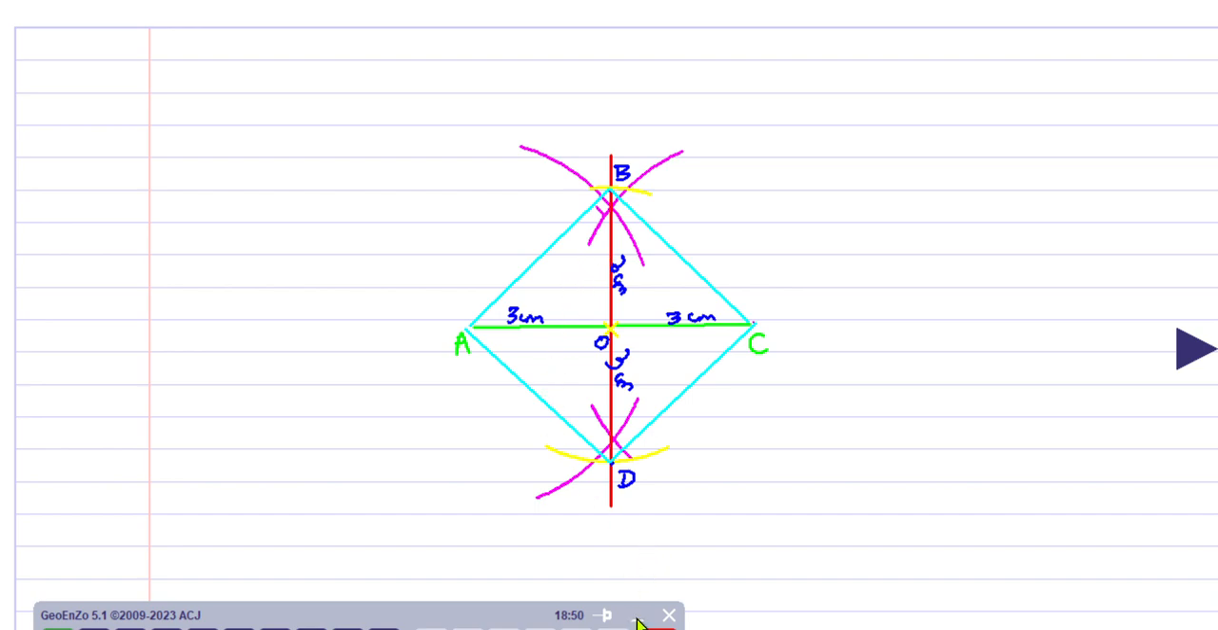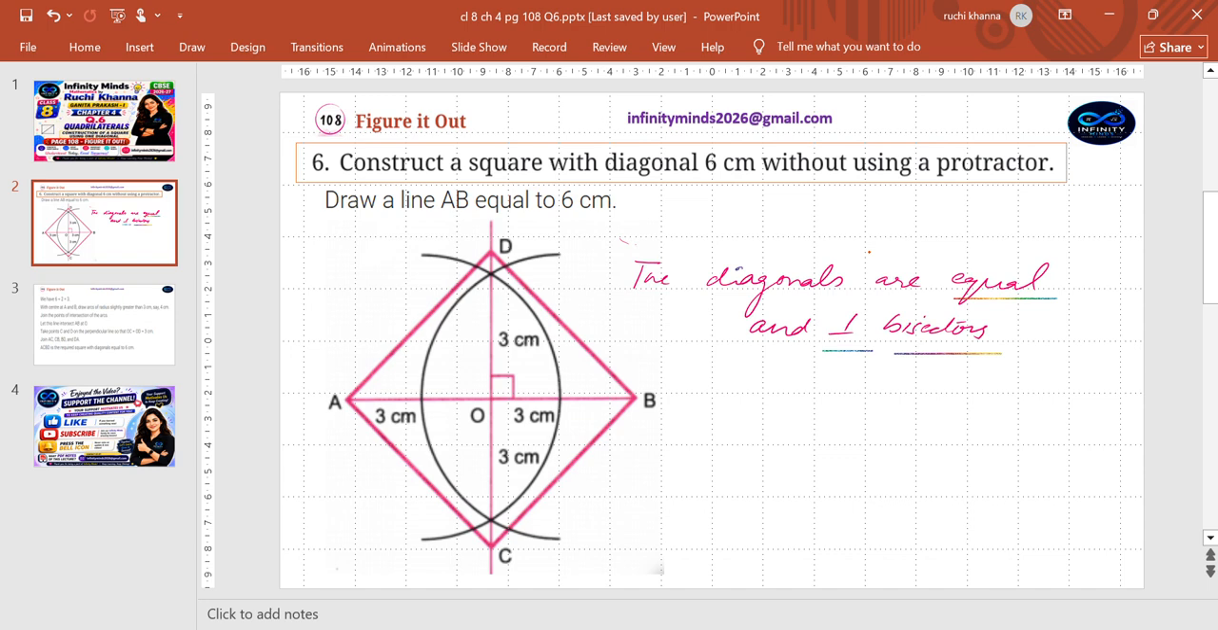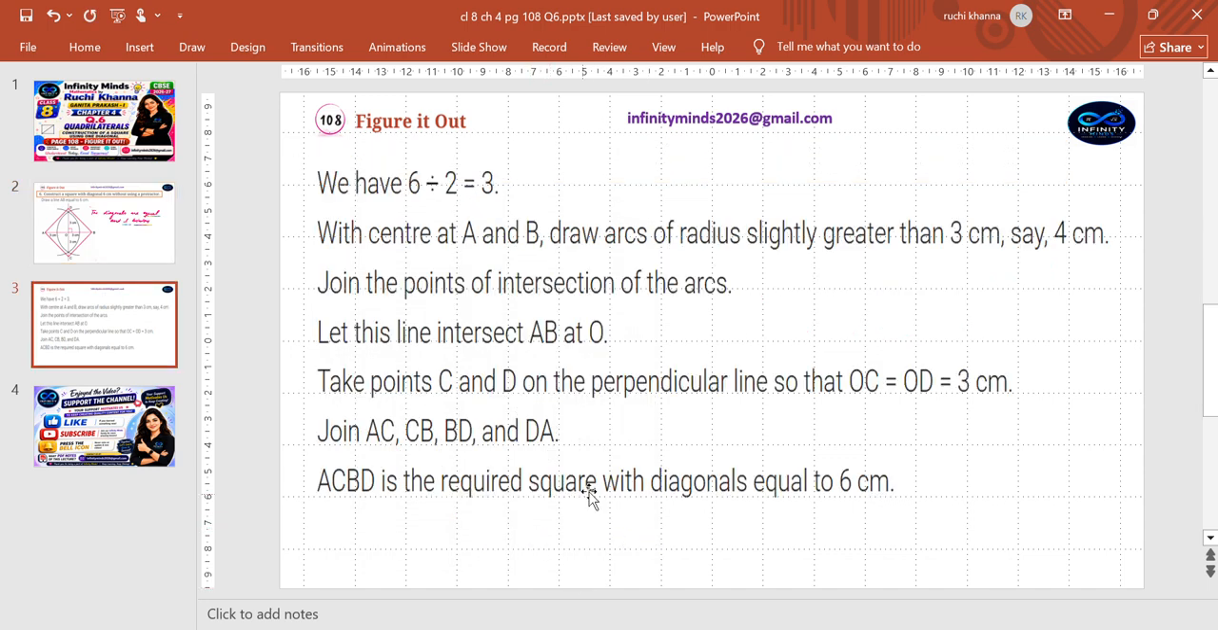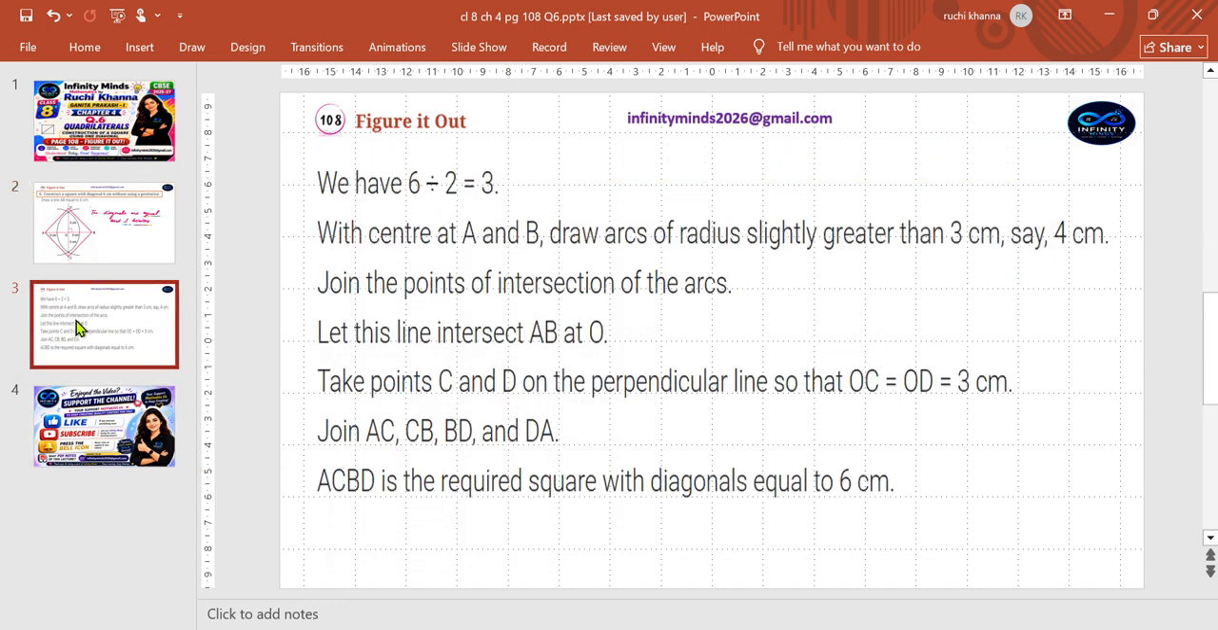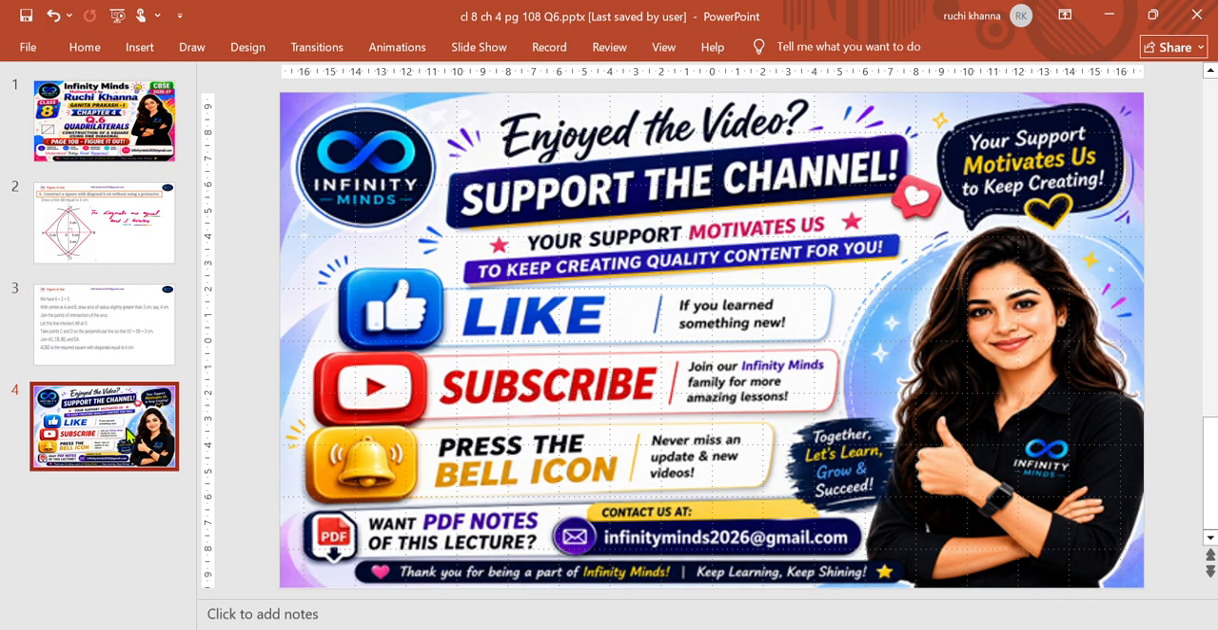Going back to the PPT, all the steps have been written. The final diagram is shown here also, and I have shown you stepwise. These are the steps which would help you understand. You can go through them. All this is already explained. With that, we come to the end of this particular construction.